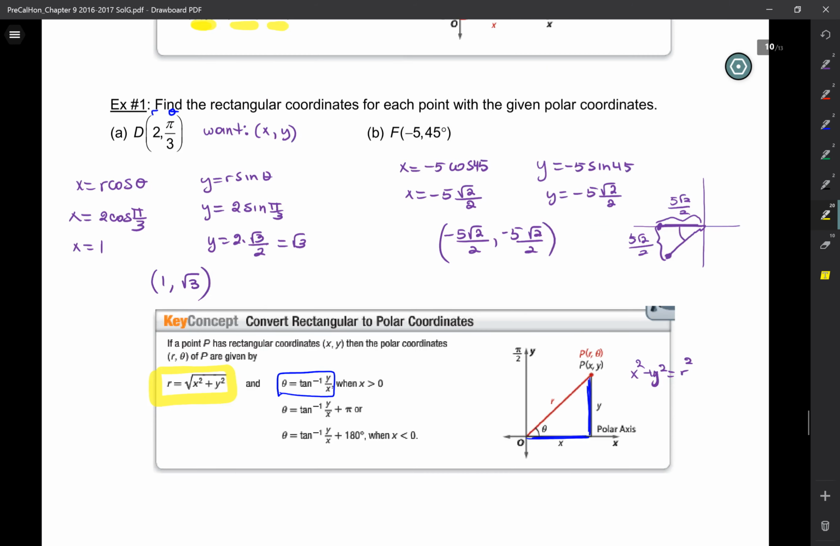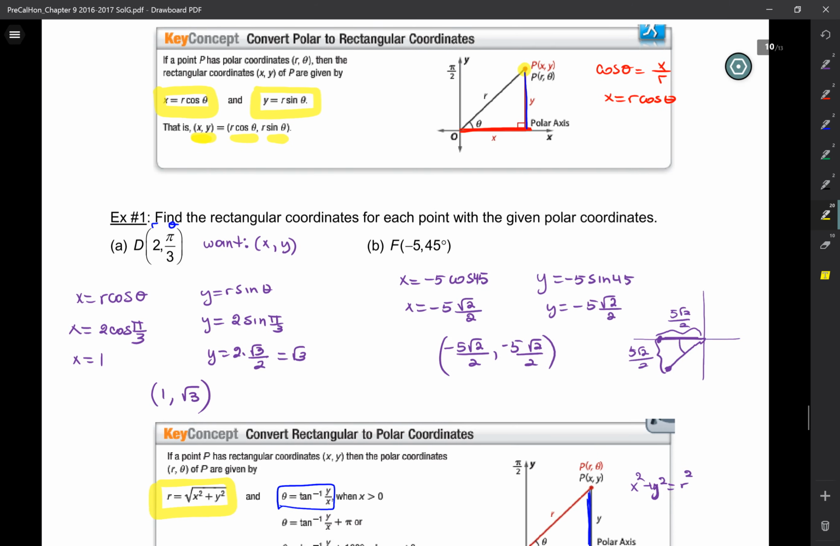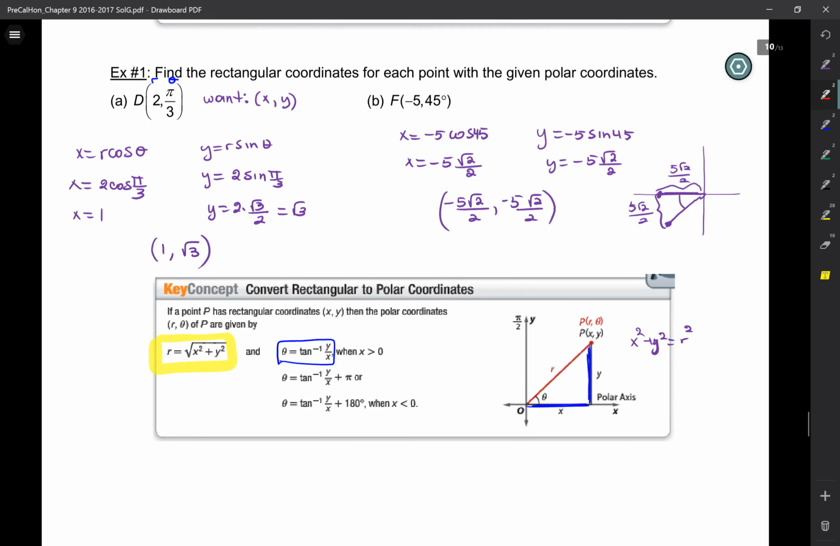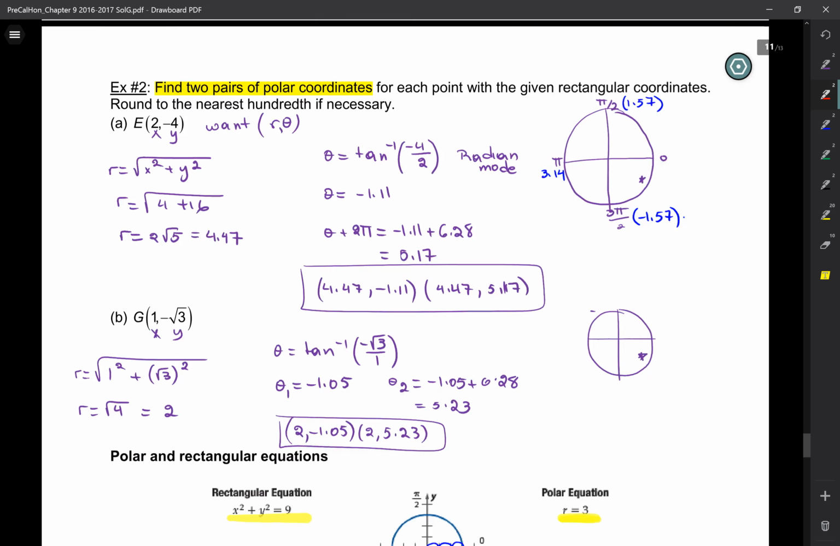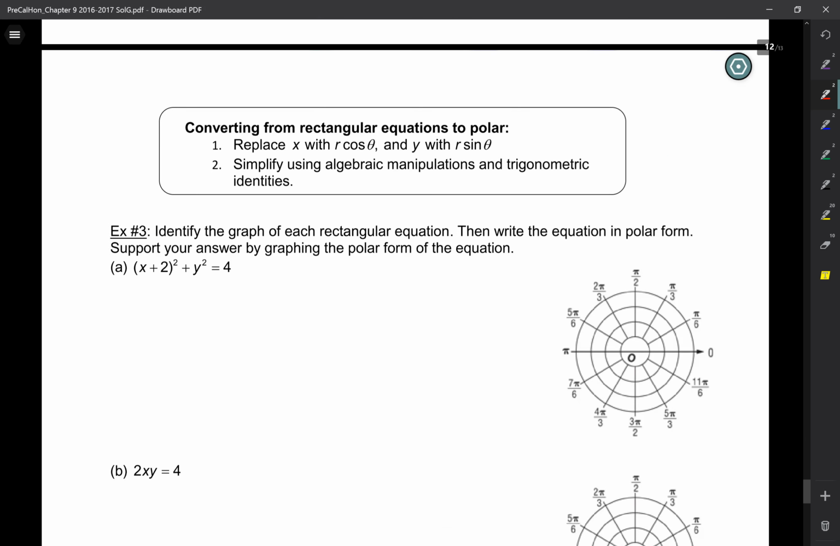Well, we've already learned the basics. We've already learned that this is what our keys are. To go from polar to rectangular, we have two basic equations. x is r cosine theta, y is r sine theta. We're going to carry that along with us. And to go in the other direction, r is the square root of x squared plus y squared, and theta is the inverse tangent of y over x. So that's what we're going to use for everything else.